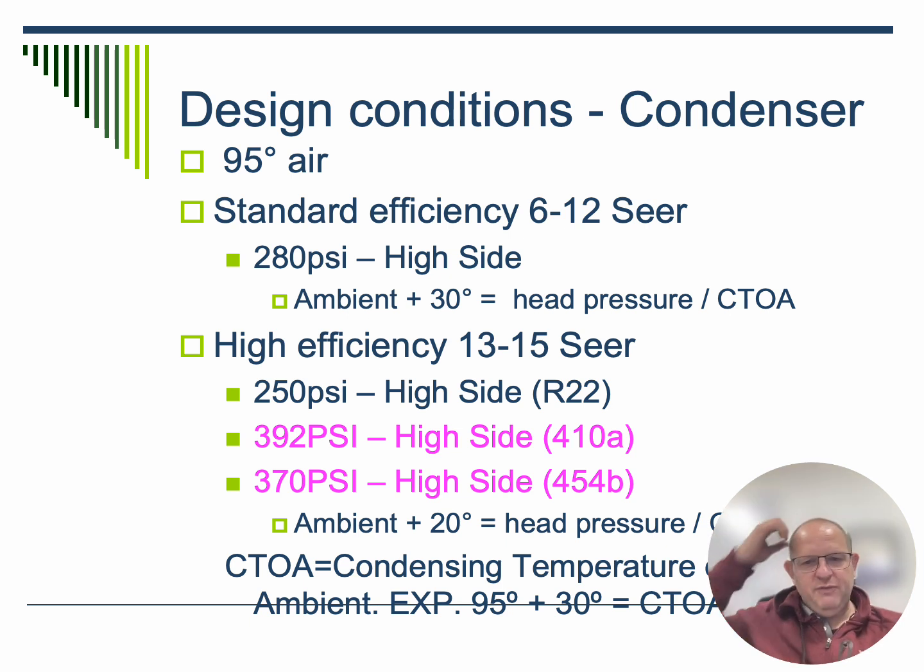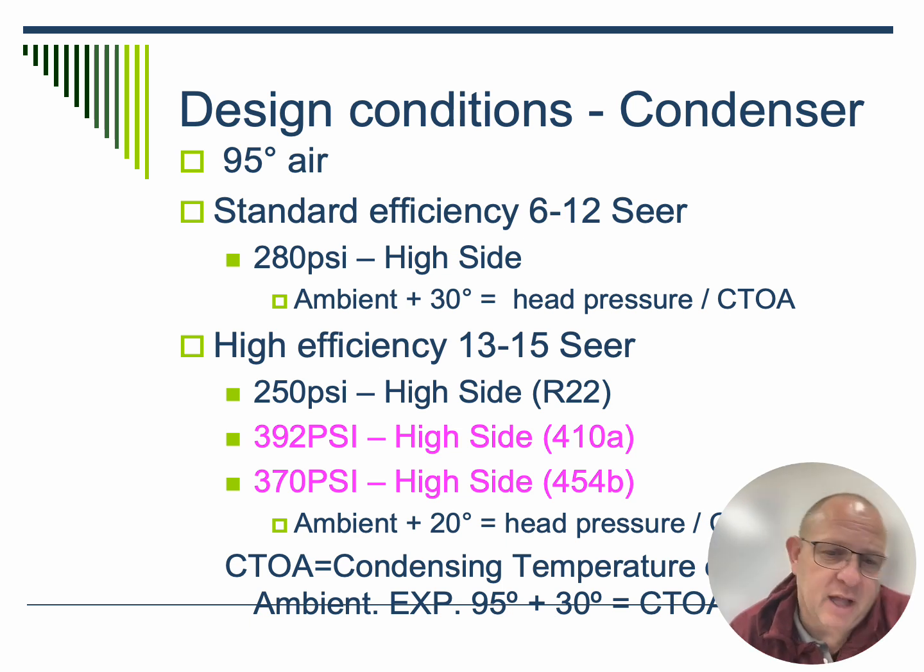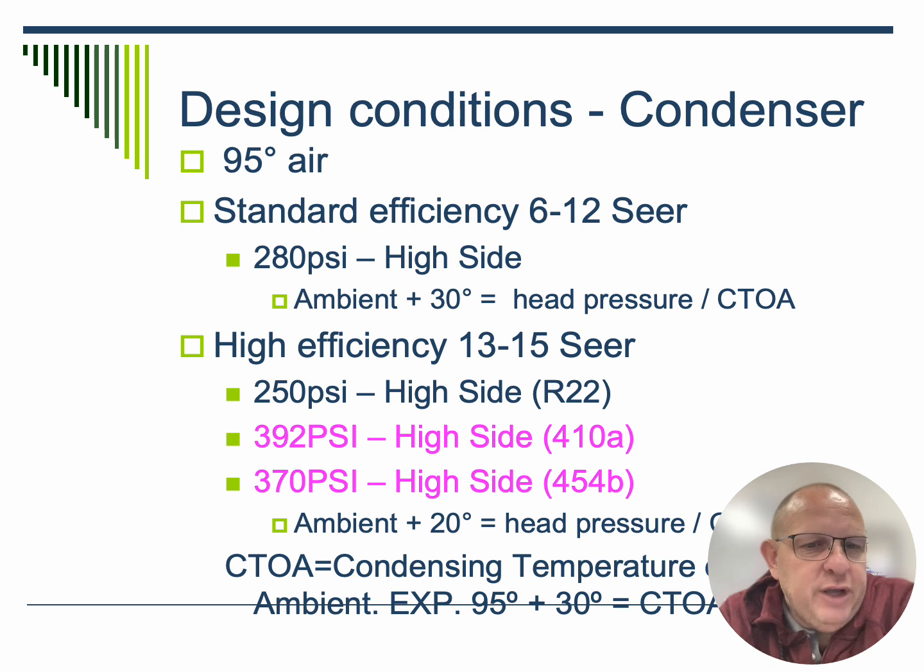Now, if you had a high efficiency unit, and they used to make R22 units that were high efficiency, we would find that we would do 95 degrees outdoor temperature plus 20 degrees. So in that case, if we were running an R22 system, by dropping the condensing temperature over ambient, we've actually dropped the pressure, which is going to drop the amp draw on the compressor. So on those types of systems, we're going to be running about 250 for an R22 system.